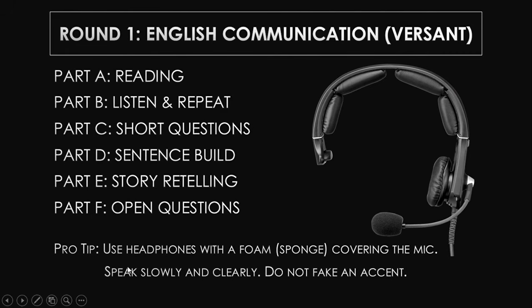Now, a few pro tips for this round. Please use headphones with a foam or a sponge like this picture that I have added over here. If you don't have it, if you can beg, borrow, steal from somebody else, please do that. That will be really helpful because this sponge or foam will help curb any external noise that you might have in the room. Because in the Versant round, clarity and a noise-free environment is very important. They need to be able to listen to your voice absolutely clearly.